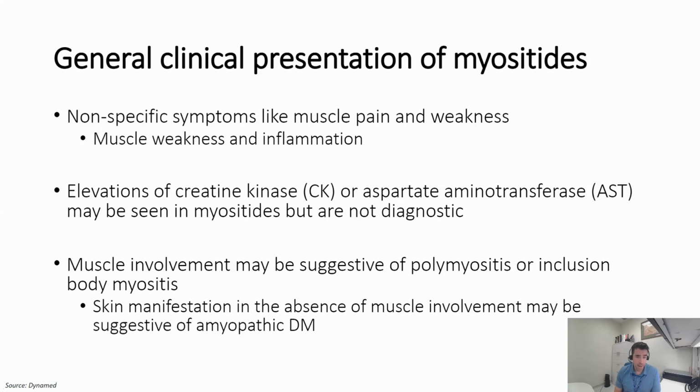Now, muscle involvement may be suggestive of polymyositis or inclusion body myositis, and skin manifestations in the absence of muscle involvement may be suggestive of an amyopathic dermatomyositis. I will highlight here that some of these presentations are non-specific, so ruling out infections and other types of inflammation, malignancies, endocrine disorders, or toxic exposures is something that should also be on a differential.